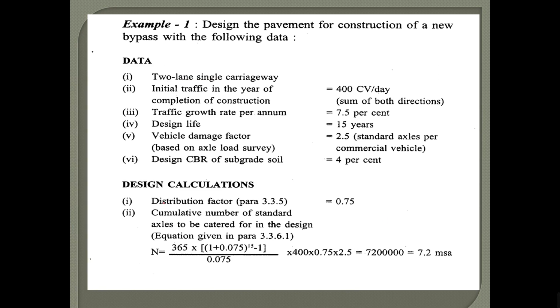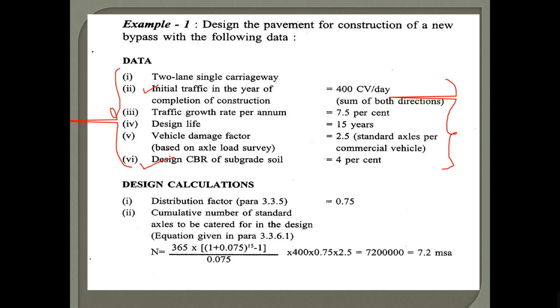Quickly we're going to go through the solution part of it. Whatever we have seen, this is nothing but the given data. This should be given to you in the problem. Otherwise, you cannot assume this unless you go for the actual survey work of traffic count in that particular locality or road. And the design CBR of the subgrade soil should be given to us in the problem itself.